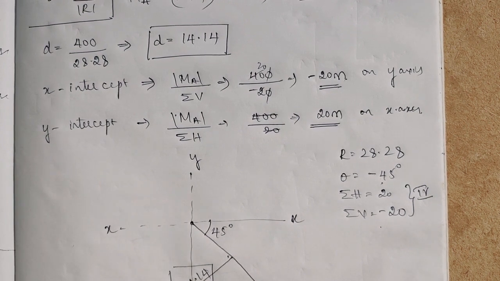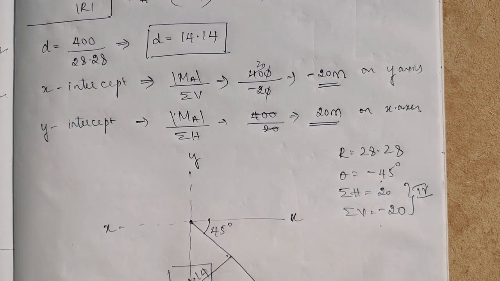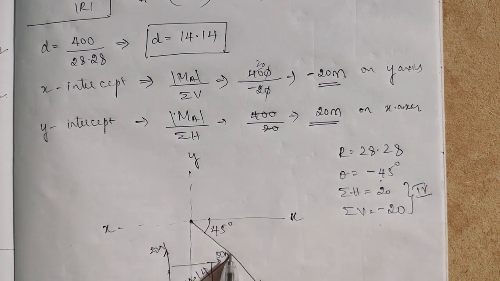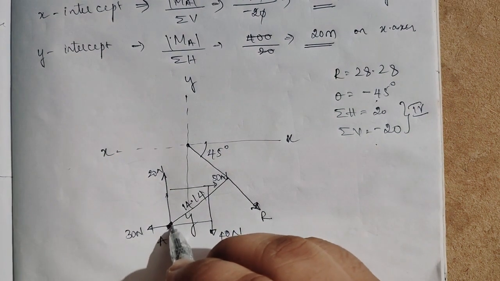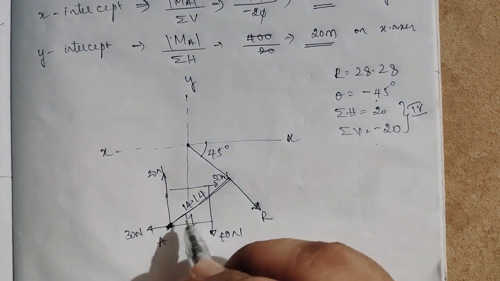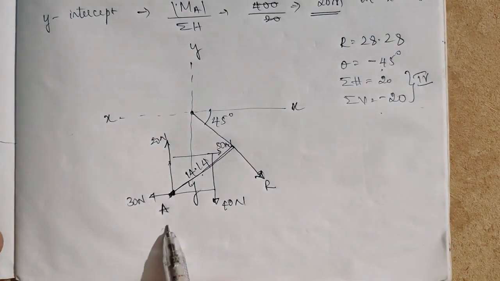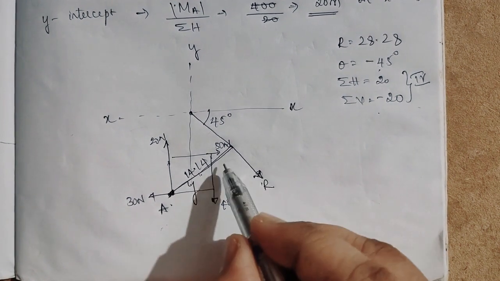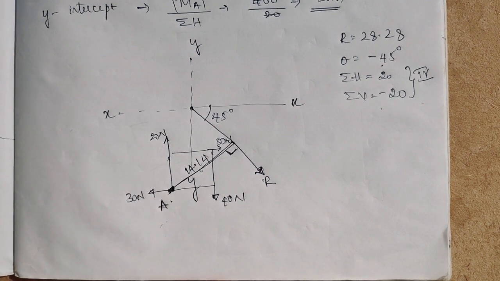So this may be the figure, that is 40 Newton, this is 30 Newton, this is 20 Newton, and this is 50 Newton. Okay, so distance of A from here, perpendicular, it is 14.14. So whenever I get A, I just implant this figure here to show A is at a distance of 14.14 meter from the resultant R, that is also perpendicular distance. So this is how we solve the problem.